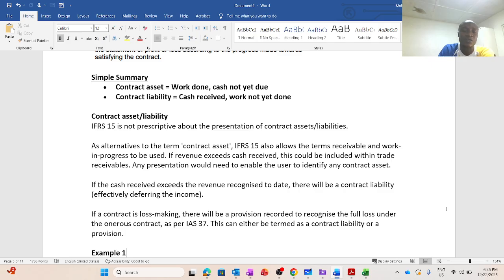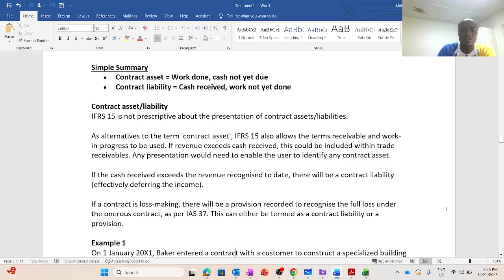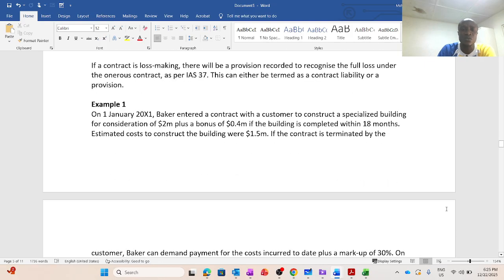This is very much important for strategic business reporting students. When you are explaining the accounting treatment, you need to reference some of these points because these are the technical points and the critical aspects that you need to know, especially when it comes to the presentation. So if a contract is loss making, there will be a provision recorded to recognize the full loss under the onerous contract standard, IAS 37. We have covered that, so there's no need for us to worry.